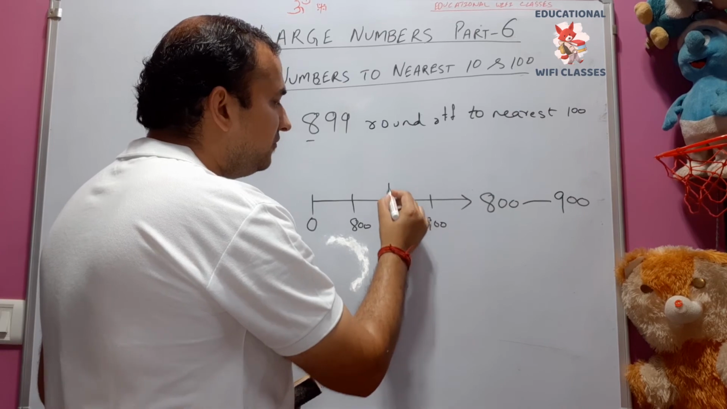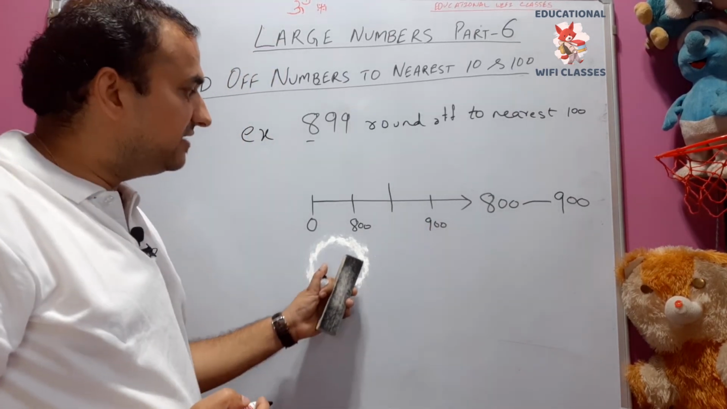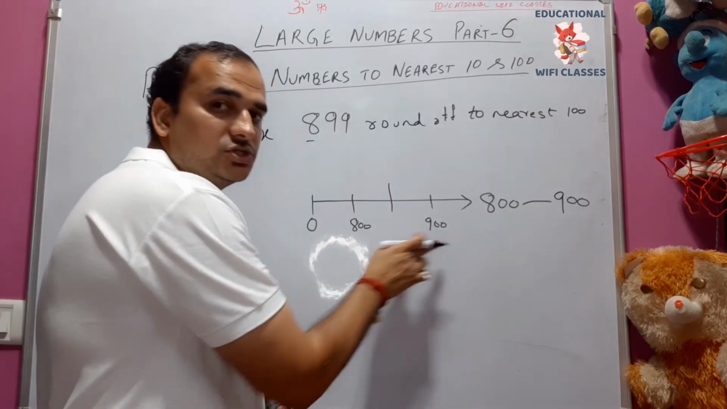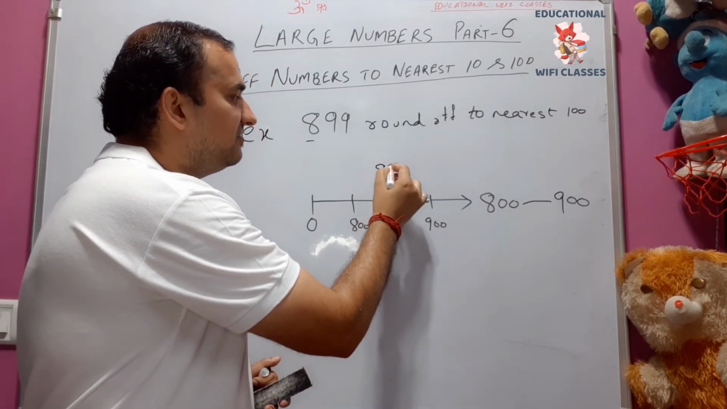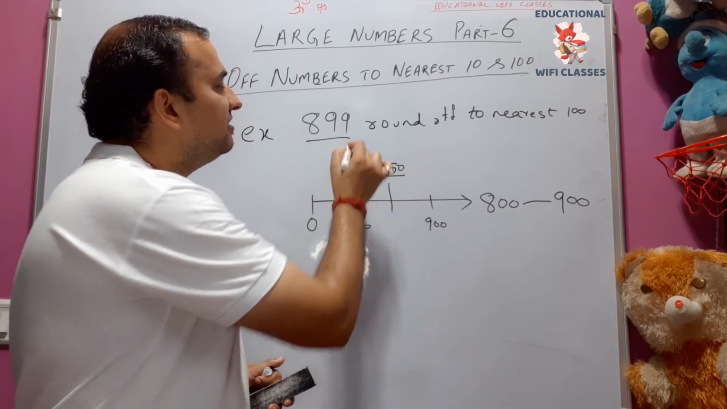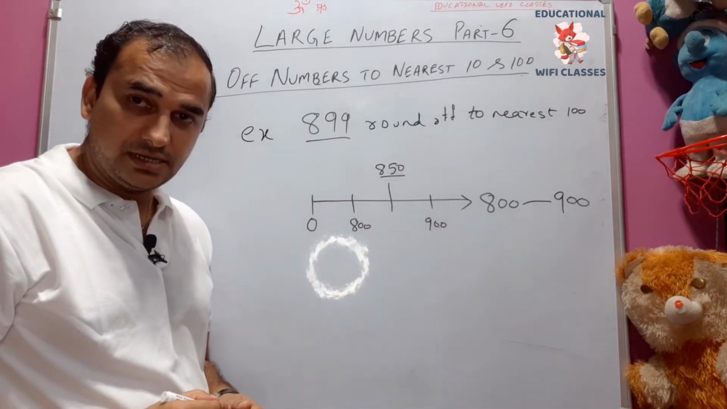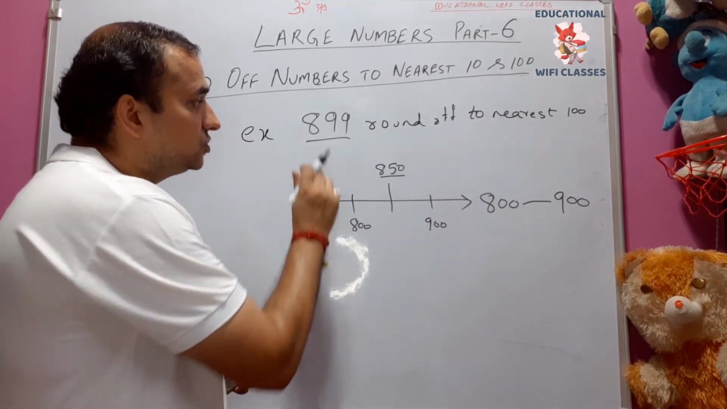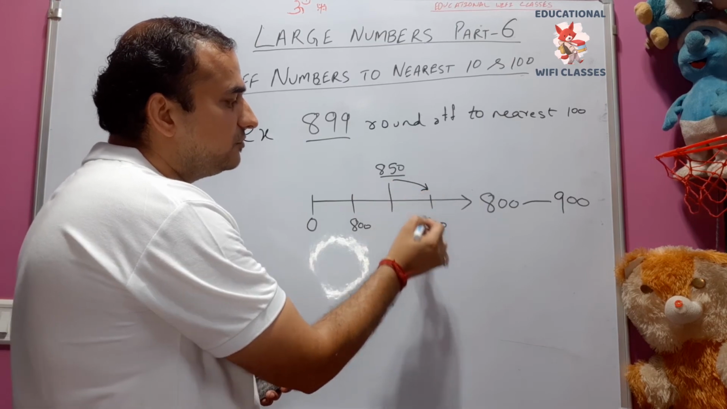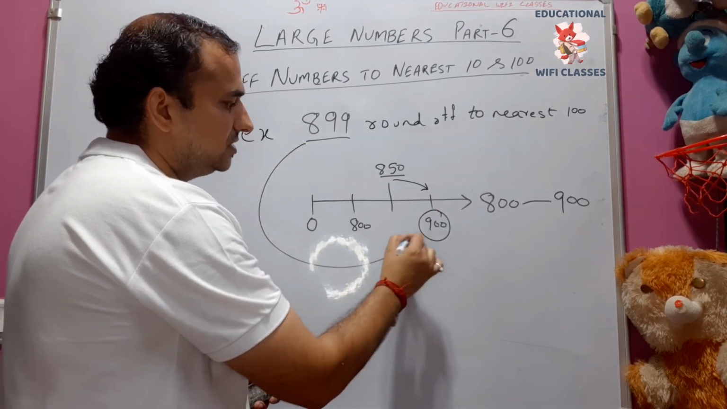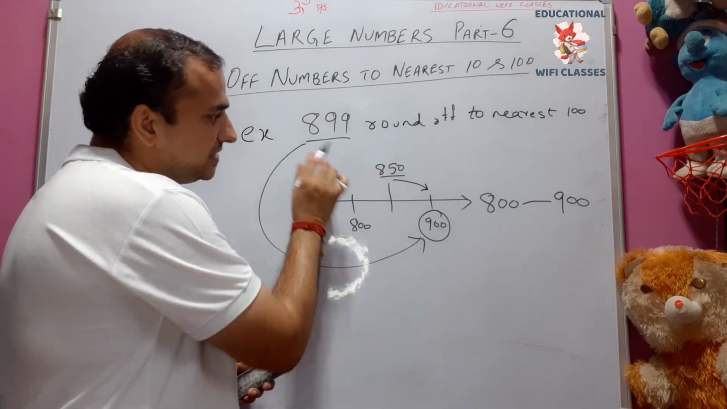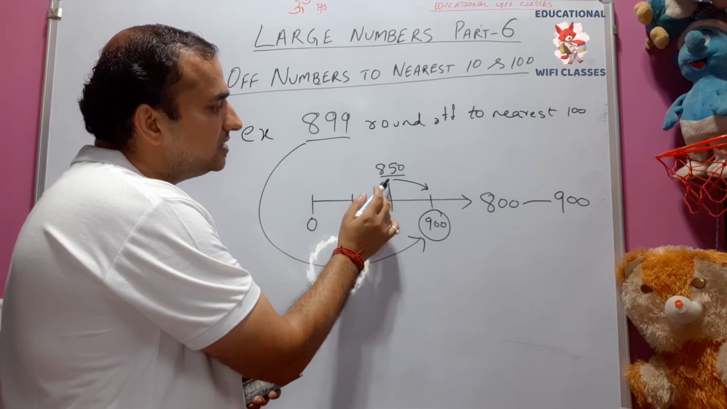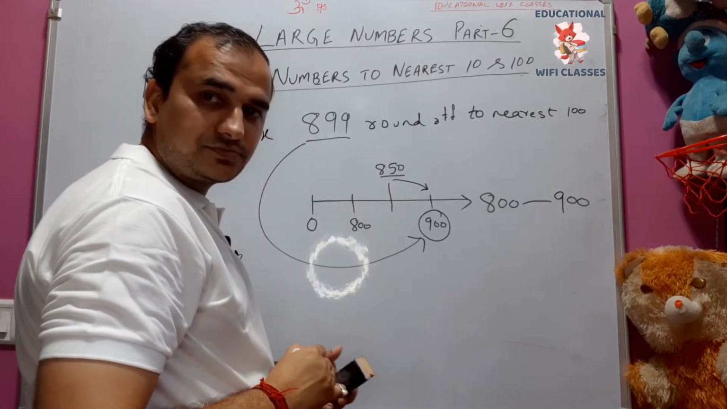Now we divide it into 2, so 100 points when divided into half is 50, but how many 50? Because we are going from here to here, it will become 850, and then we will compare 850 with 899, which one is bigger, and in this case 899 is bigger than 850, so 899 will be rounded off to 900. If the number is bigger than the center number, it will go to the next number, but if our question is smaller than the center number, it will come to the previous number.